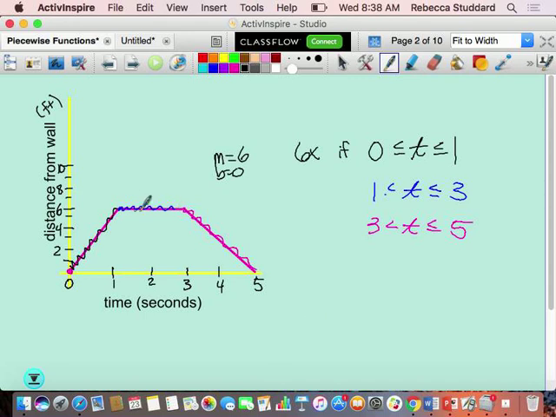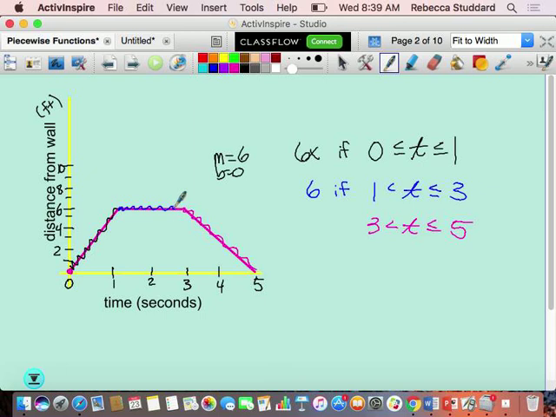All right, let's look at our second piece of graph. This is a horizontal line. What is the equation of a horizontal line? y equals whatever the y-intercept is. So let's look over here. Our y-intercept would be 6. So this equation would be y equals 6. Now, this makes sense because if we are between 1 and 3 seconds, our distance from the wall is 6.